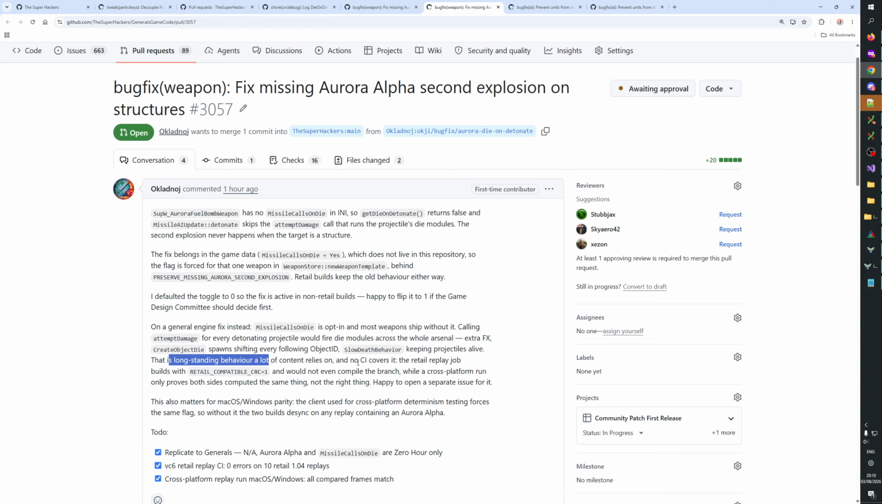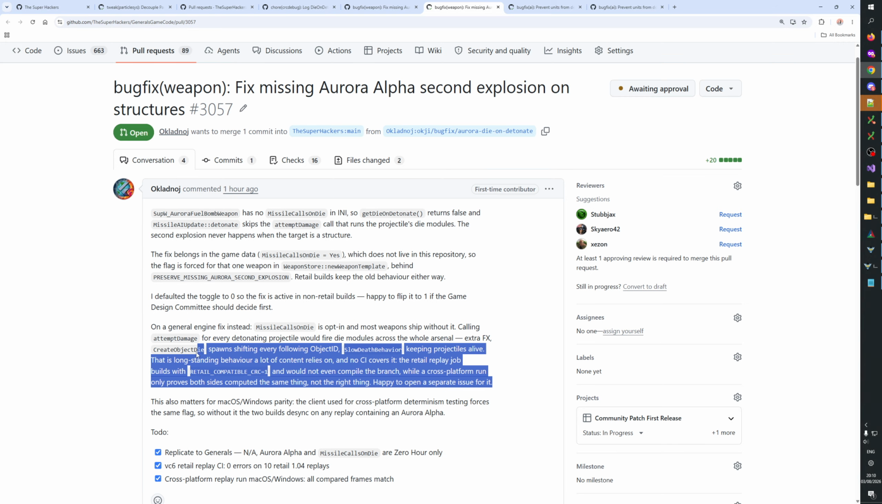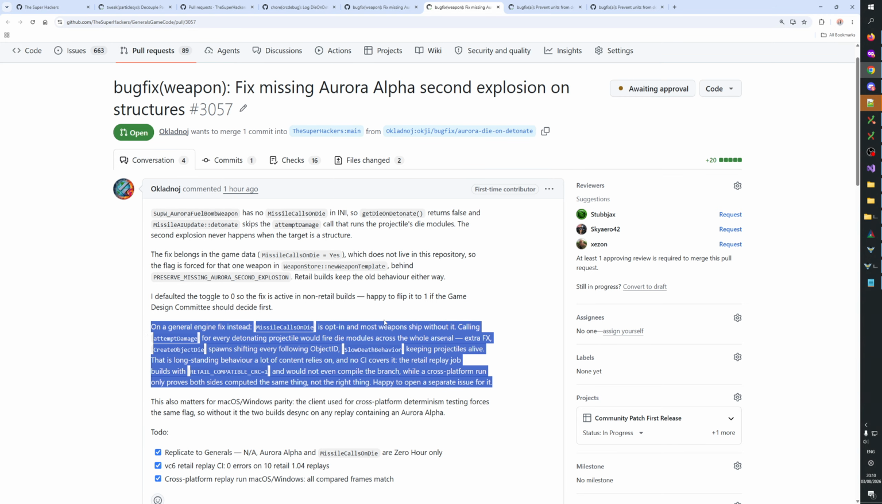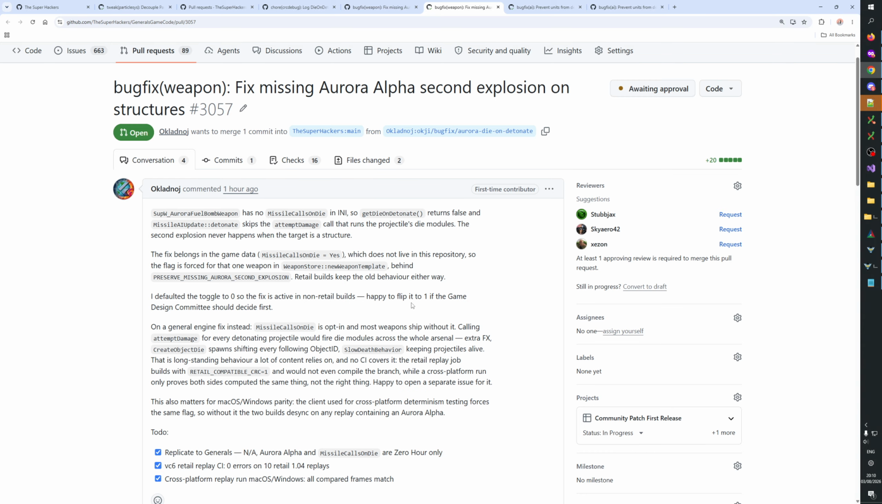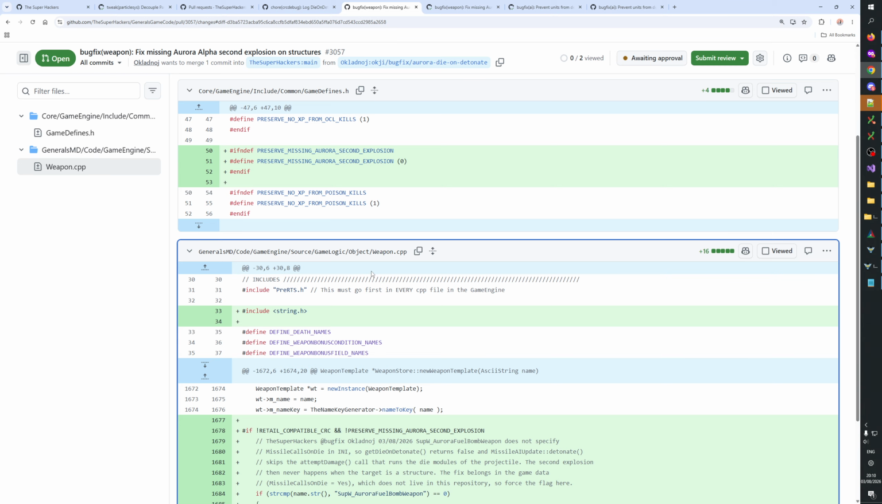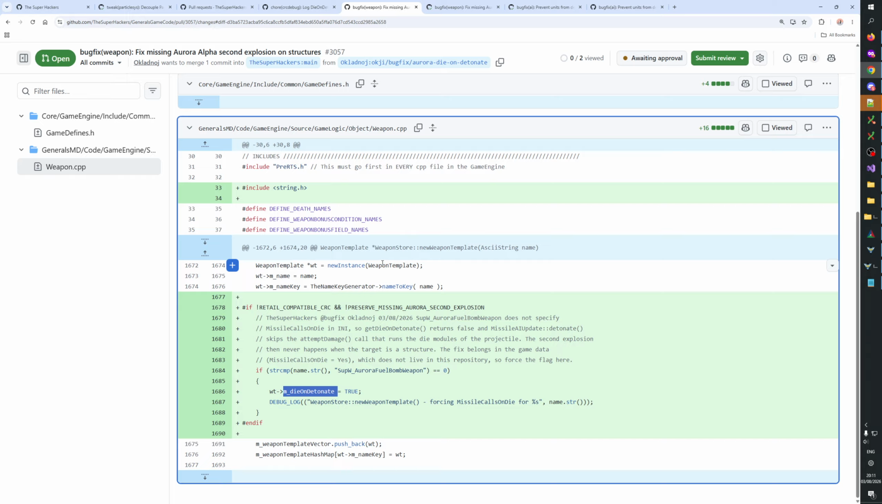Okay, so I don't understand what this means. This block here is very difficult to understand, for me at least. Preserve missing Aurora second explosion.